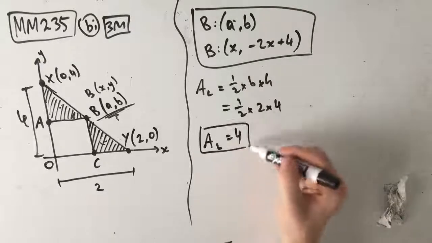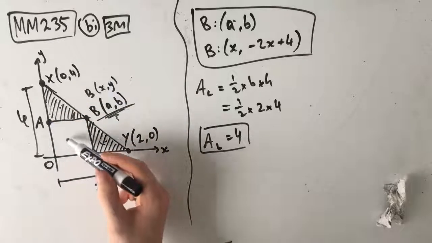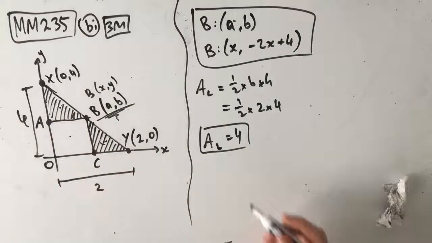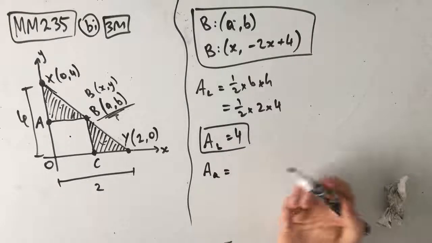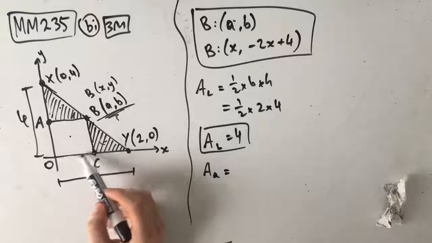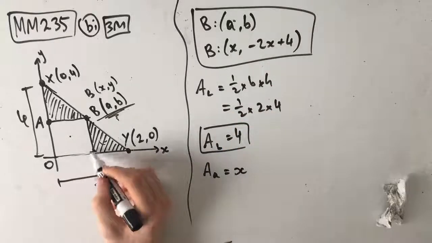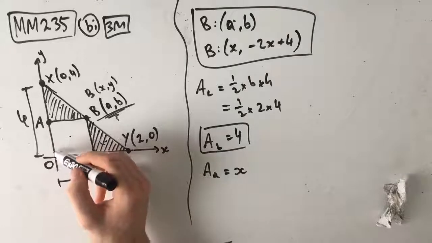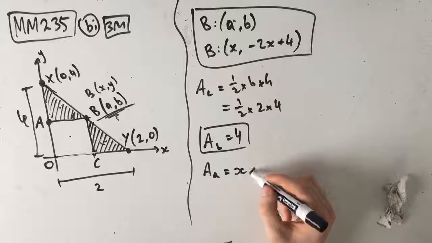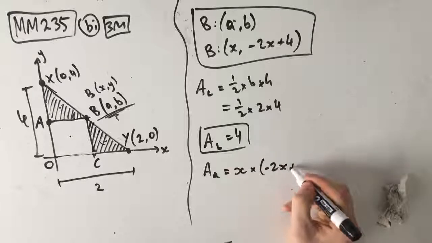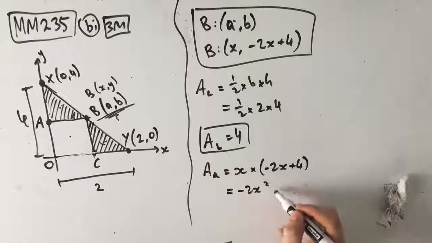So our large triangle has an area of 4, and we need to find the area of this rectangle now to minus that. So our area of our rectangle is equal to length times width. Our length is equal to x, right, because this is our x value here, and then our width, or our height, is equal to our y value, which is negative 2x plus 4. Sweet. Which gives us negative 2x squared plus 4x.